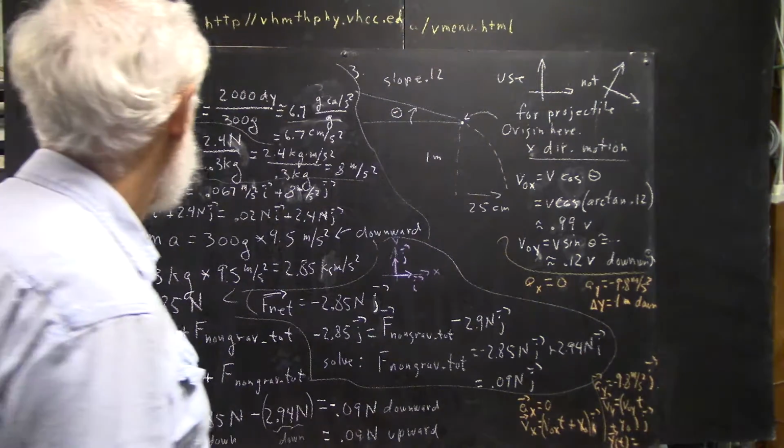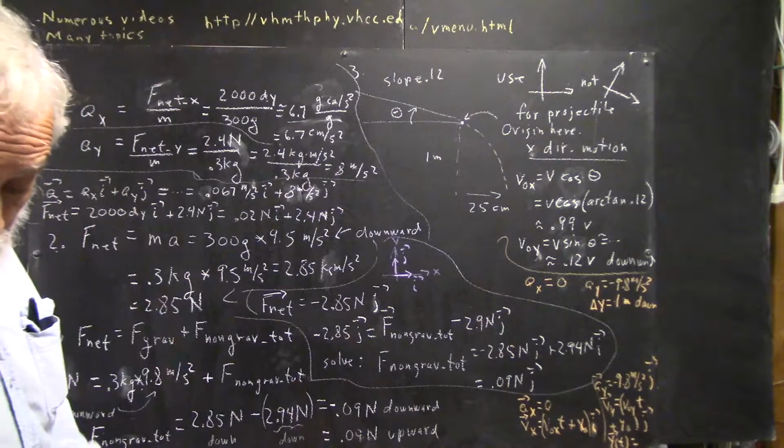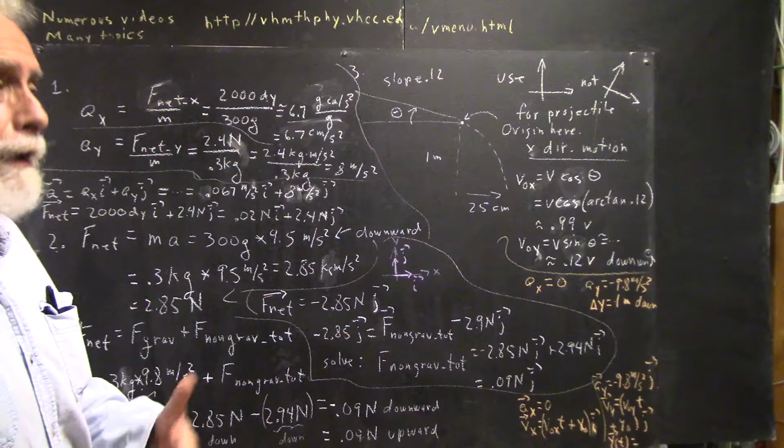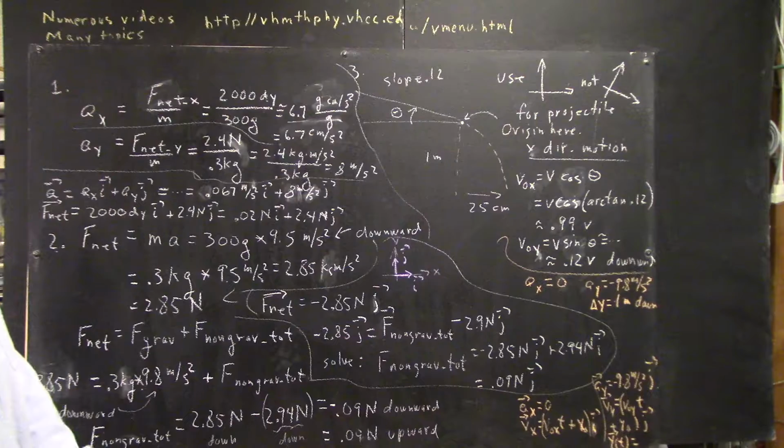Okay, we're given net force and mass. Net force of 2,000 dynes, a mass of 300 grams. How do we calculate the acceleration?